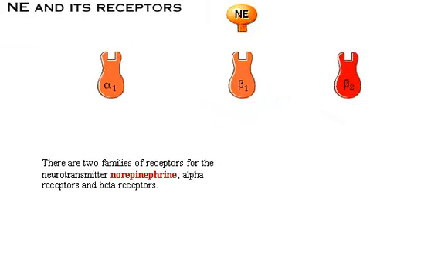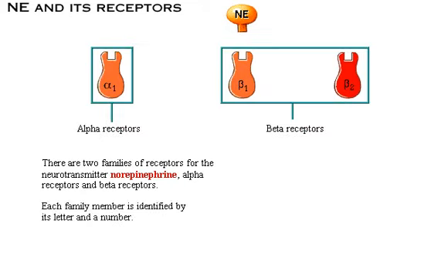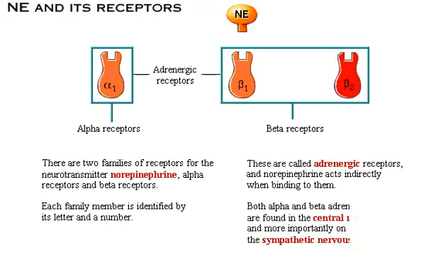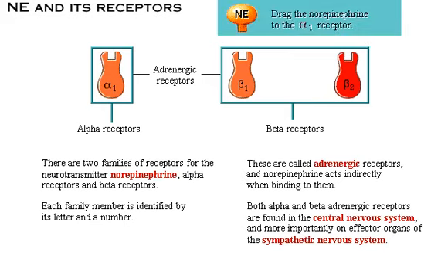There are two families of receptors for the neurotransmitter norepinephrine, alpha receptors and beta receptors. Each family member is identified by its letter and a number. These are called adrenergic receptors, and norepinephrine acts indirectly when binding to them. Both alpha and beta adrenergic receptors are found in the central nervous system, and more importantly, on effector organs of the sympathetic nervous system. Drag the norepinephrine to the alpha-1 receptor.